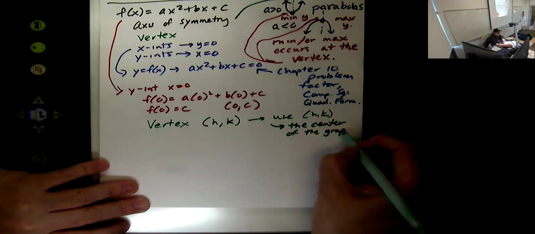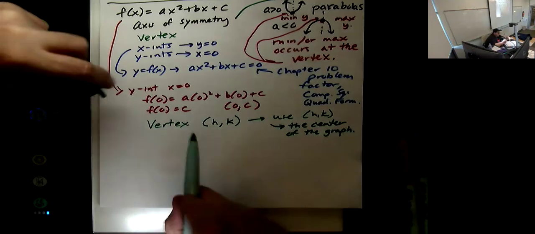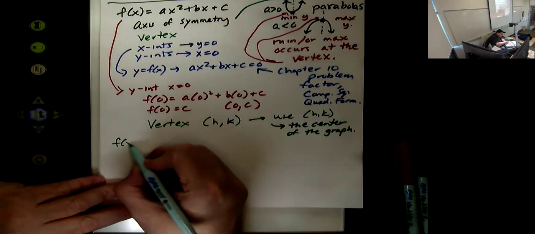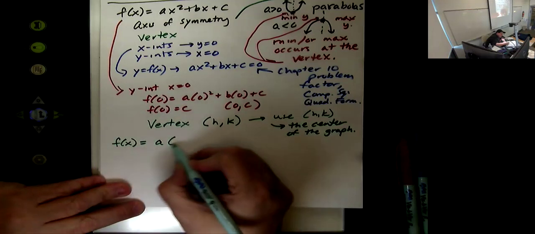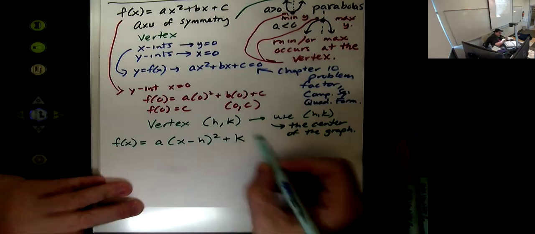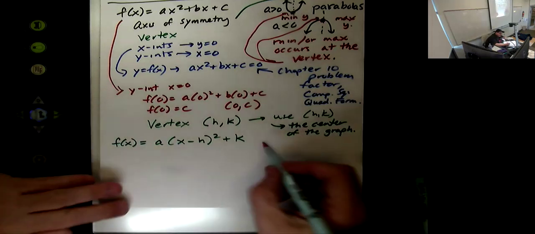And for something that goes on infinitely, that doesn't make sense. But when you look at it, you'll be like, yeah, I would call that the center. Even though it goes on forever, I would say it's the center. When we graph them, you'll see. How we get them is we want to write f of x in the form a times (x minus h) squared plus k. This is called standard form.